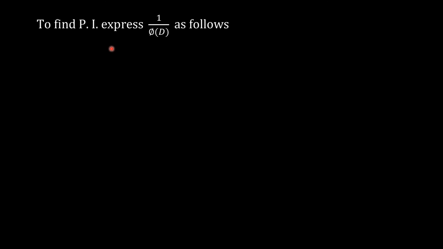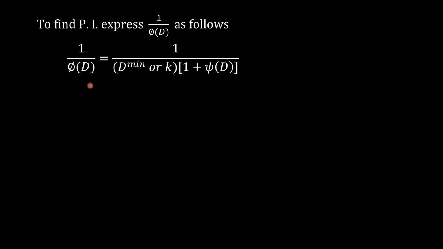How can that be done? Here I am giving you the formula for how it will be done. So 1 upon phi of d can be expressed as follows. There may be two cases: either phi of d will have the constant term or it doesn't. If it doesn't have the constant term, then take the minimum power of d common from phi of d. And if it has the constant term, say k, then take that k common from the phi of d.